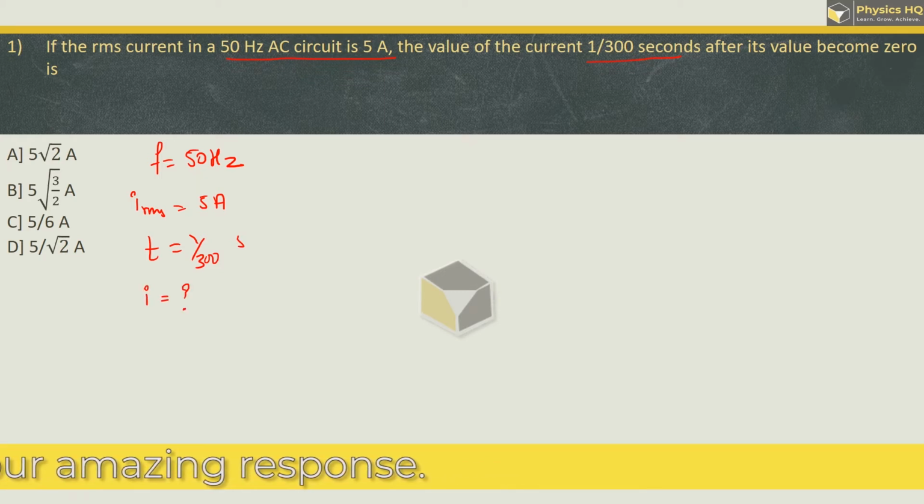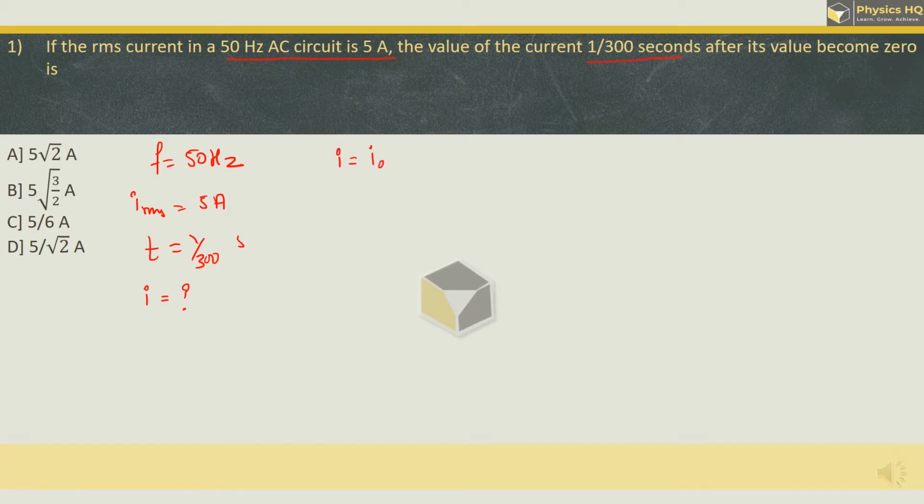Now let me write down the equation. Equation is I equals I0 sine of 2 pi f t. 2 pi f is also written as omega. This I0 is nothing but the maximum value, peak value, and we are given the RMS value. The relation that we need to remember is I RMS is peak value divided by root 2. So in our case, peak value is equal to root 2 times RMS value.